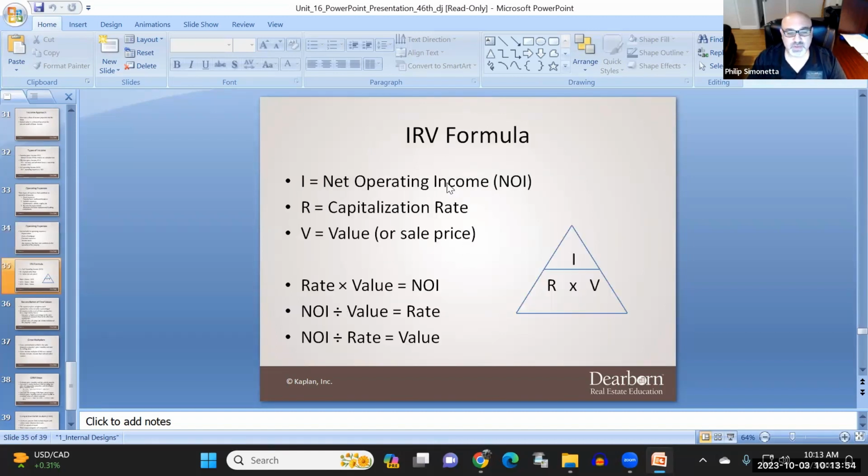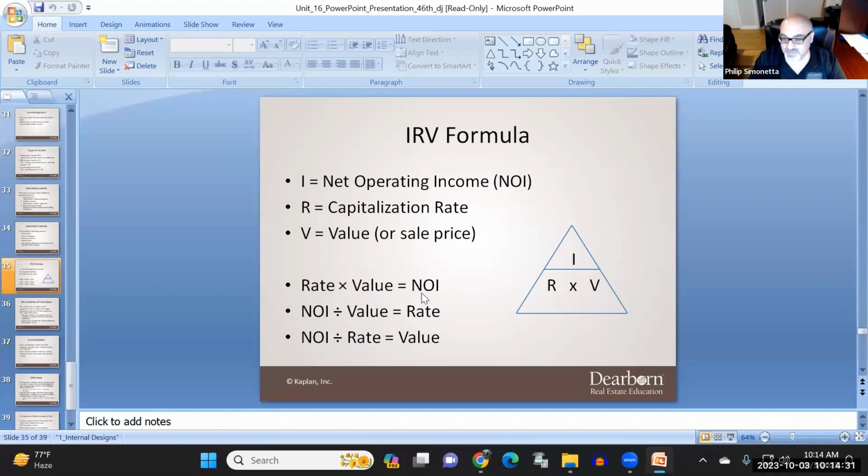Now, here's how you can remember this formula. I equals net operating income, R equals capitalization rate, and V equals value or sale price. If you're looking to get the net operating income, you take the rate times the value. If you're looking for the rate, you take NOI divided by value. And if you're looking for value, you take NOI divided by rate. So if they give you the rate and the value and ask what the NOI is, you know you figure out rate times value.